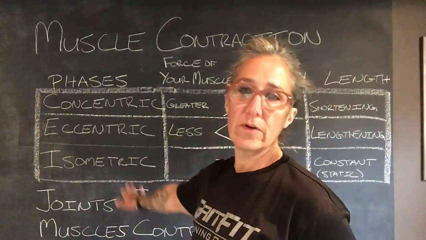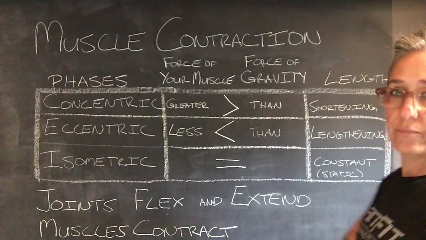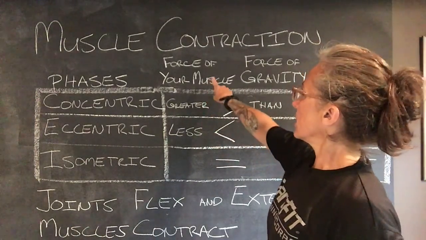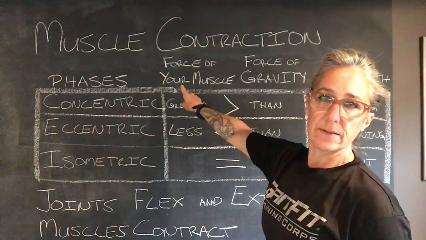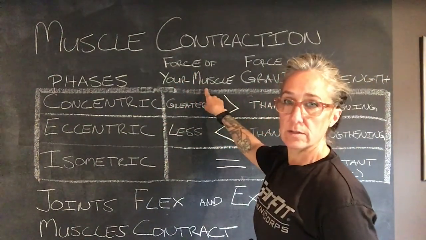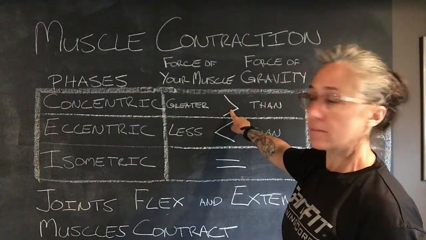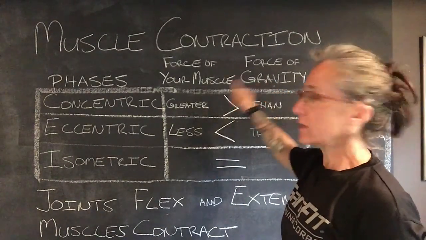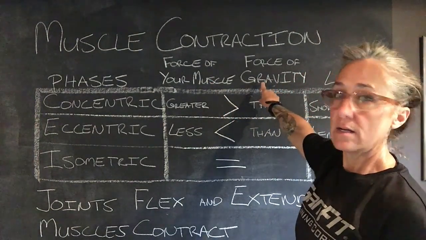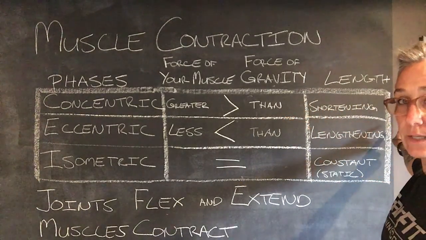Okay, so we're going to talk about the three phases of the muscle contraction, the first one being the concentric phase. You can see here a snapshot of the chart that I wrote up. We're completing this statement: in the concentric phase of the muscle contraction, the force of your muscle is greater than, that's the greater than symbol, the force of gravity. What's happening to the length of the muscle in that phase is it is shortening.